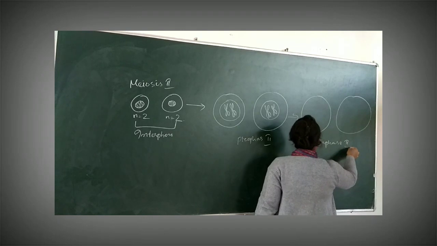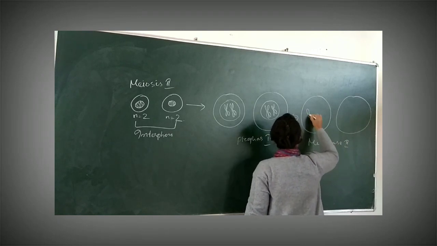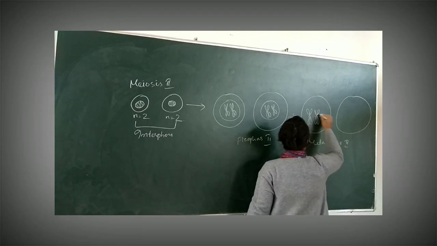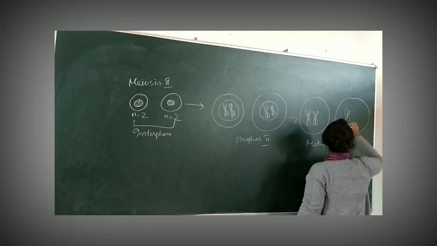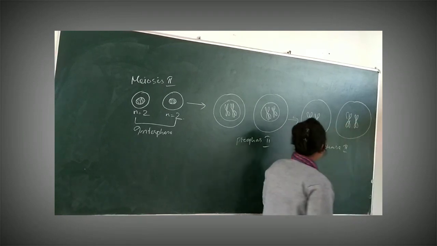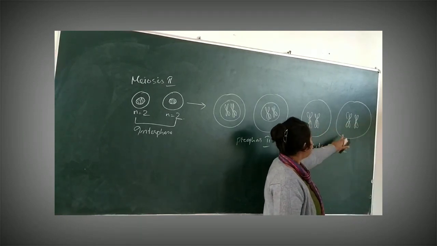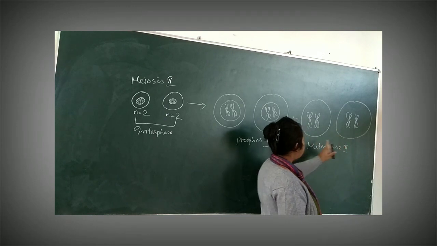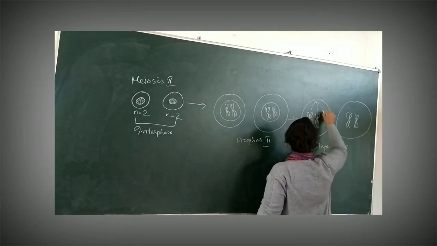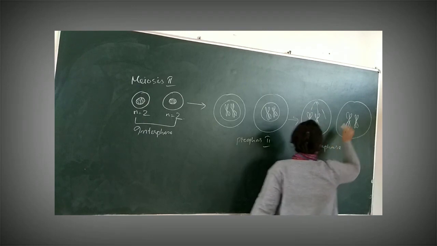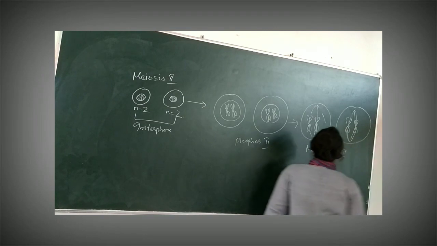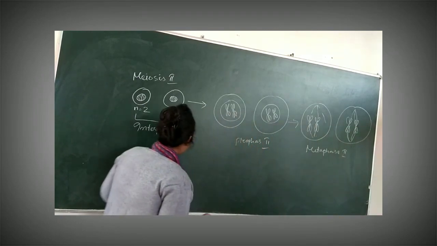start of metaphase 2. So in metaphase 2, what will happen? These are the 2 chromosomes from the daughter cells of the parent cell. Is it okay? So these are the 2 chromosomes each in the 2 daughter cells. Here spindle fibers will be formed. Is it okay? So spindle fibers, they are here.